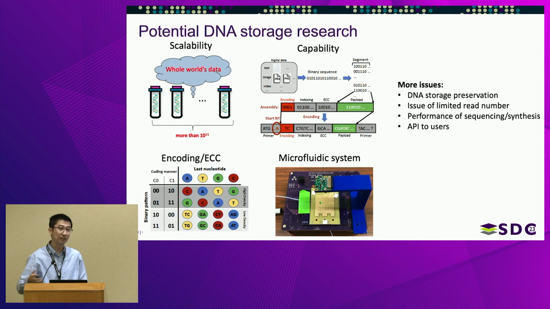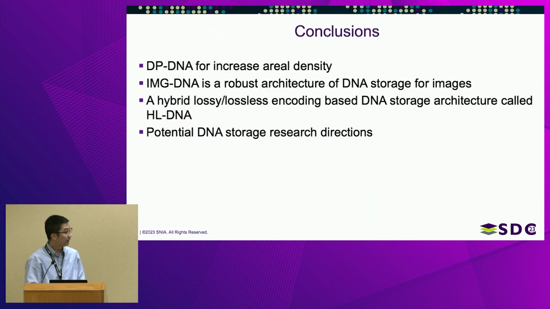From the system, a Linux file system perspective, how do we design the interface to the user by using the DNA storage system? Here are the conclusions of my talk. So first of all, I introduced three basic works. One is for increasing array density. The other is the robust architecture of DNA storage for images. And the third one is a hybrid lossless encoding scheme to trade off between the error and also the encoding density. And also I introduced the potential DNA storage research directions.